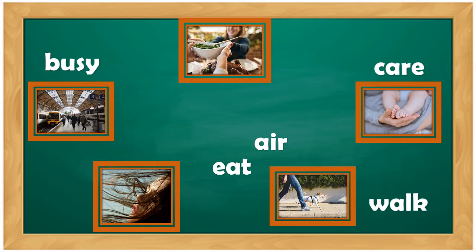Walk. What do you mean by walk? Naglalakad. Tama. Next. Air. What do you mean by air in Tagalog? It talks about fresh air or wind. Other term for air is wind. That is hangin. Tama, hangin. Next, eat. Kakain o kumakain. Ayan. Very good if you got the answers.